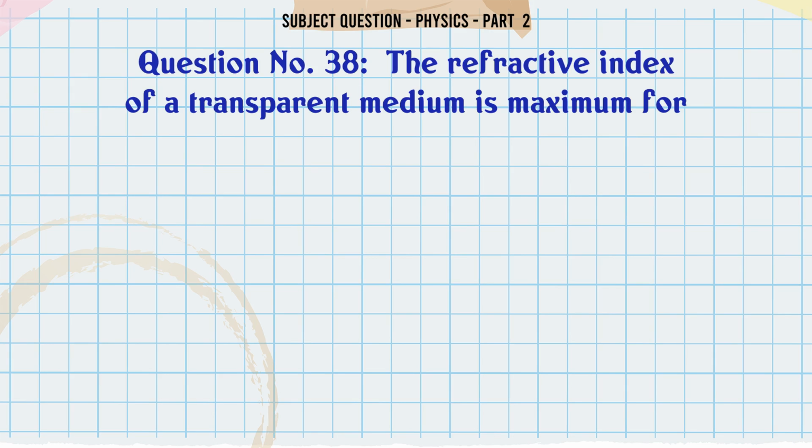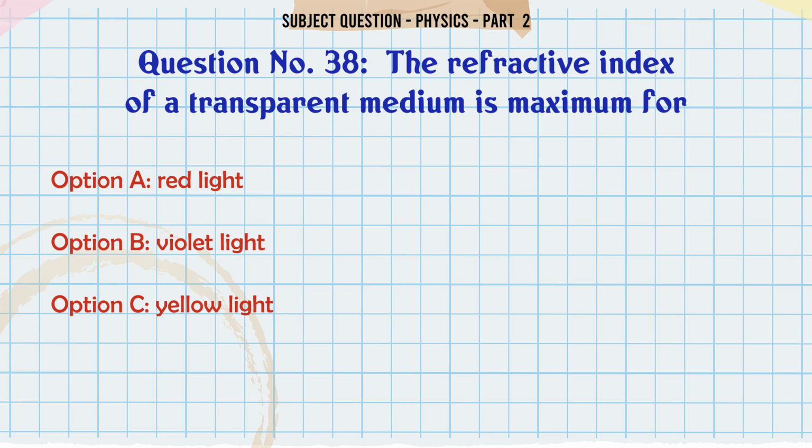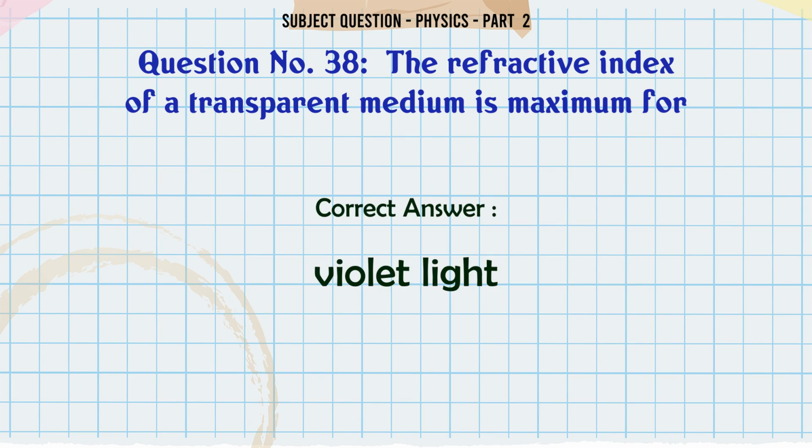The refractive index of a transparent medium is maximum for A. red light, B. violet light, C. yellow light, D. green light. The correct answer is violet light.